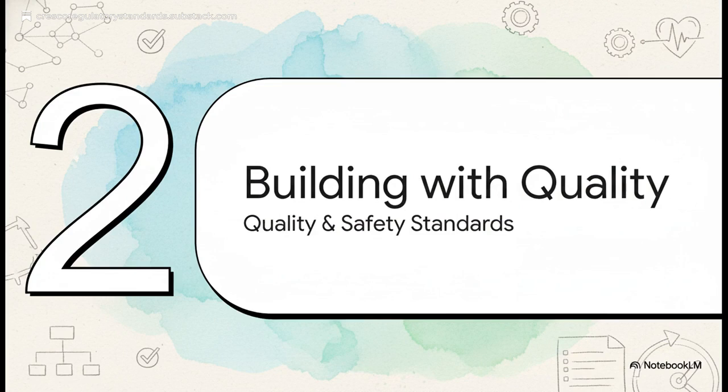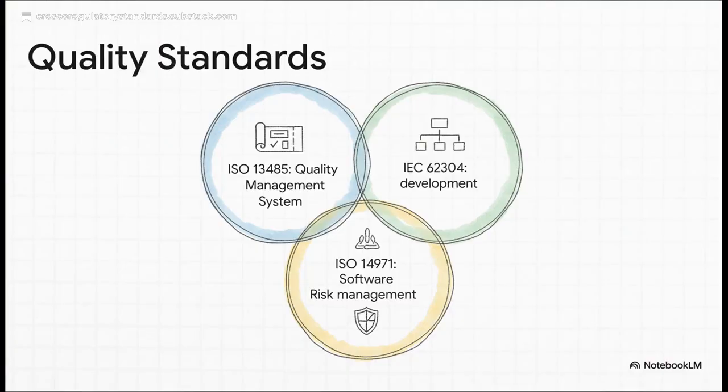Now that we've laid the foundation of our pyramid, it's time to build the next layer up. If the definition and risk class are the ground floor, then your quality management system, or QMS, is the architectural blueprint. And this isn't just about paperwork, okay? It's the structured process that ensures you build a safe, effective product from the very first line of code you write.